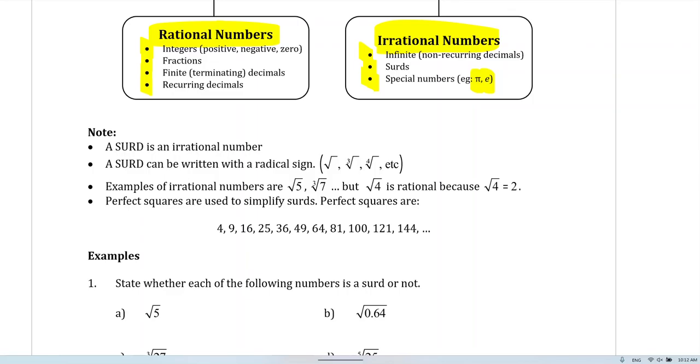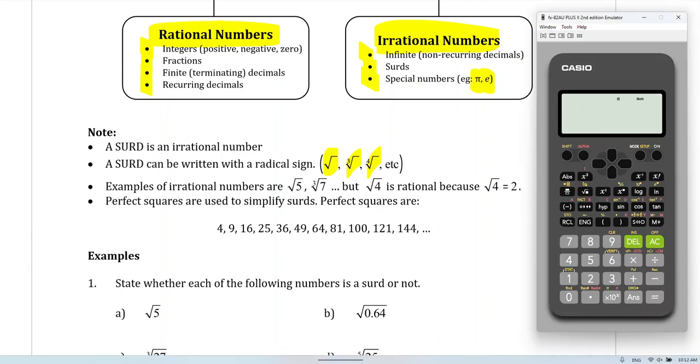A surd can be written with a normal square root sign. Most of the time they're the ones that we use, but there are also things like cube roots and fourth roots that can happen as well. Examples of irrational numbers are the square root of 5 and the cube root of 7. If you put in the square root of 5, for example, you get a decimal number that has no pattern to the decimals.